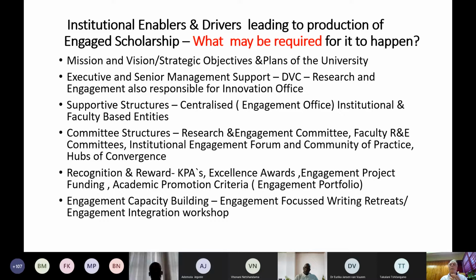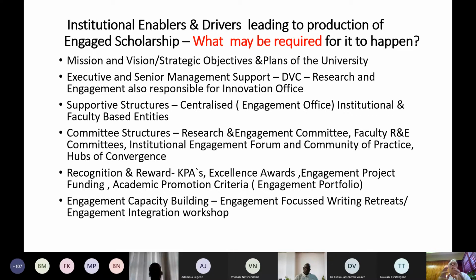I head up the engagement office, which at our university is structured very differently to most universities. Part of my structure consists of myself as director, and then I've got a senior manager, engagement, information and development. But then I've also got a unit for service learning and work integrated learning. I've got a unit for continuing education, and I have a community development unit.